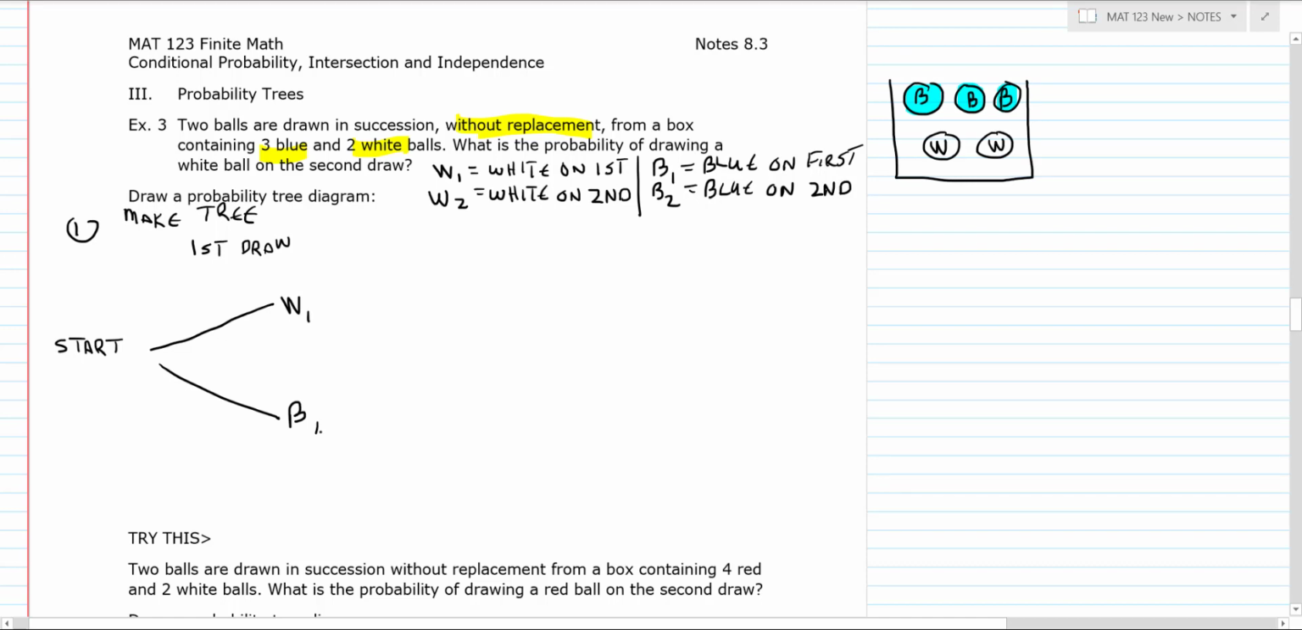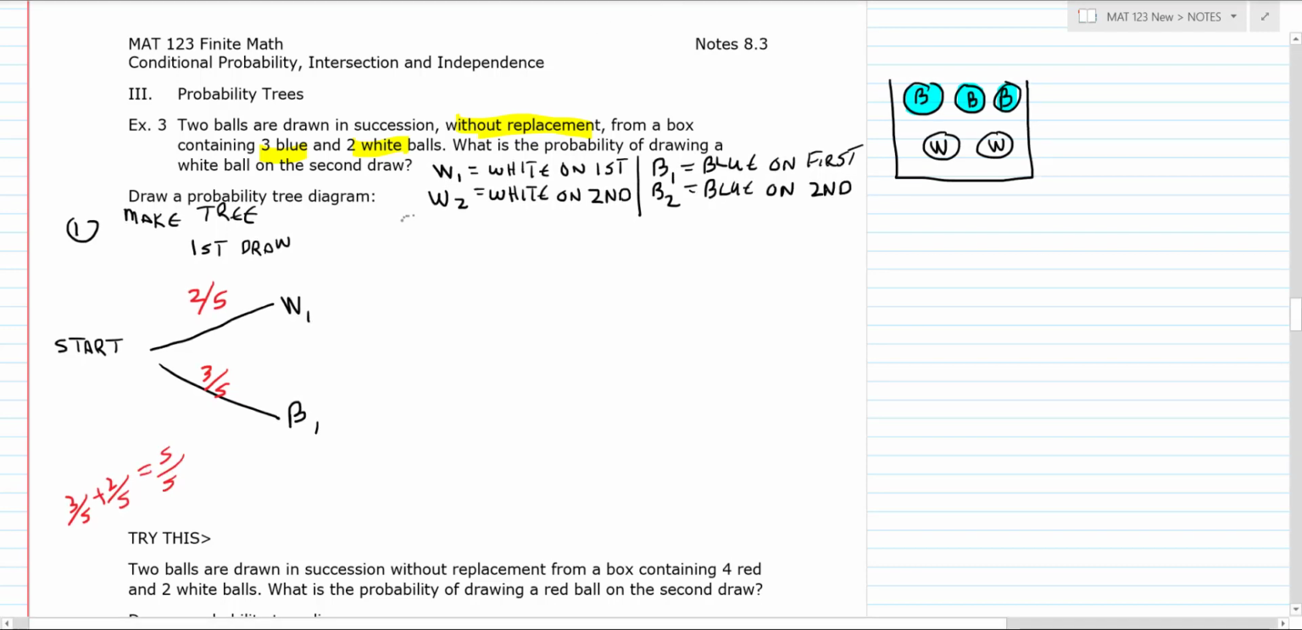Now we're going to look at this probability diagram to figure this out. So right now, tell me what the probability of reaching in there and getting a white is. There's 2 white out of 5, so that is a 2/5 probability. Okay, tell me what the probability of getting a blue is. Good, 3 out of 5. Notice 3/5 and 2/5 equals 1. Okay, so we have that.